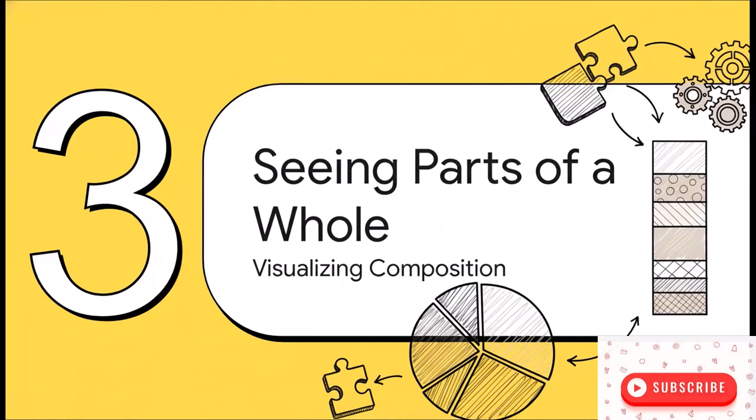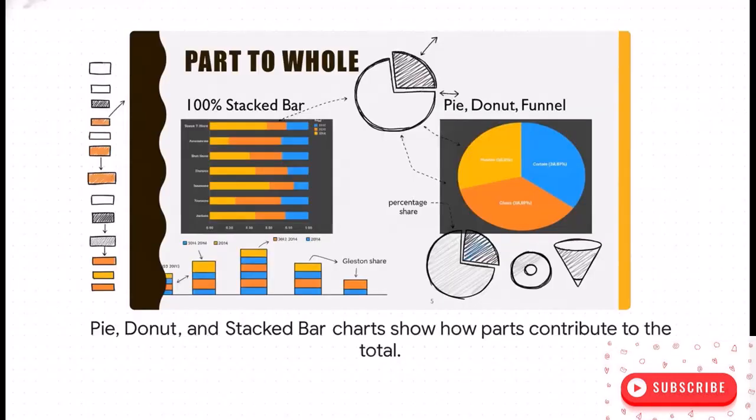This is what you need when you're not comparing totally separate things, but instead you're showing how different pieces make up one single complete whole. And this is where your pie charts, your donut charts, and your stacked bar charts really shine. Their entire purpose in life is to show percentage share. Think about market share between companies or how a department's budget is broken down.